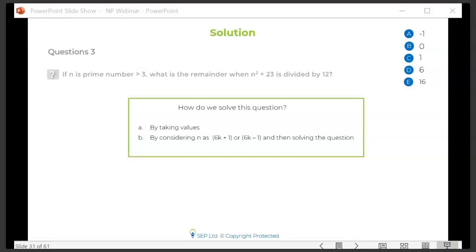Again, let me bring the poll. How many of you used method A and how many of you used method B? Just one sec. I brought the wrong poll. Just one sec, guys. Let me bring the right poll. How many of you used method A and how many of you used B to solve the question? Okay, great.